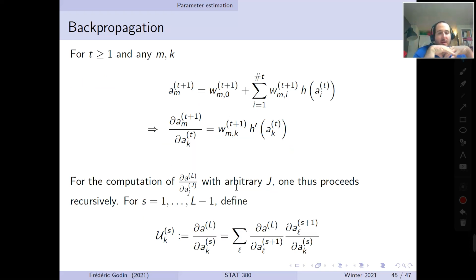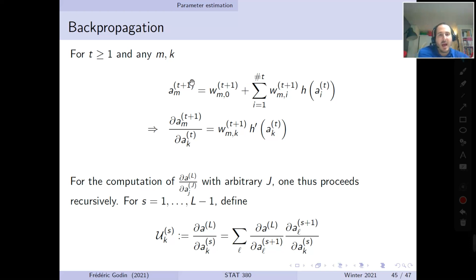This is where we need a bit more calculations or ideas to come up with these derivatives. To do that, we'll have to proceed recursively.